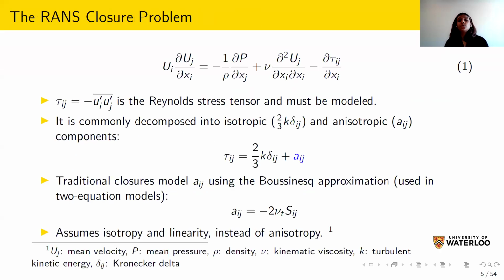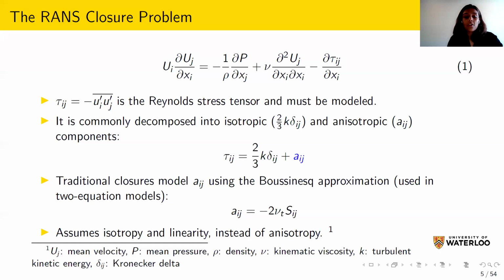So if I look at the U momentum equation for RANS, I have this tau ij term on the right. This is the Reynolds stress tensor, and this is the closure problem. This is the unclosed term in this equation. This can be decomposed into the isotropic and the anisotropic component. The anisotropic component, Aij, is the main focus of the talk today.